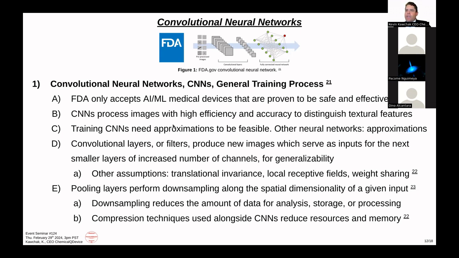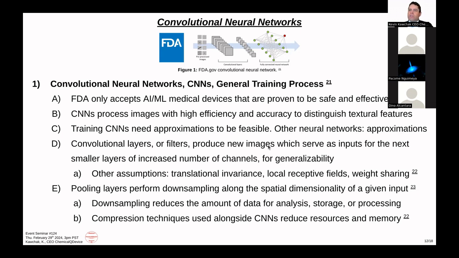Now, like with everything, classical computers cannot do everything. It's the same thing if you were to try to differentiate, instead of using exact differentiation methods or even annealing, typically you use steps or optimizers, right? That are approximate by nature. And the convolutional layers or the filters produce new images, as shown up here, which serve as inputs for the next. And this goes to smaller layers of increased number of channels. And this has been proven just to work.